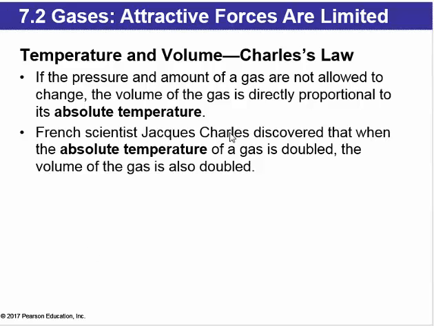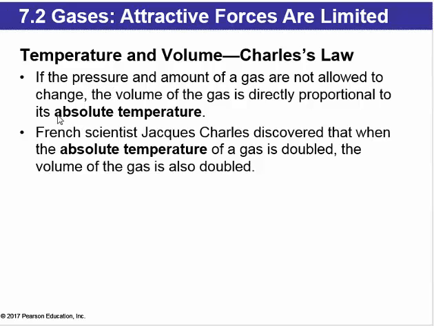Scientist Jacques Charles is credited with discovering the relationship between absolute temperature and volume of a gas when the pressure and amount of a gas are not allowed to change. These conditions are easily met if we have a closed container, so the amount of gas stays the same, and if that container has a variable volume, such as a syringe or a balloon, the pressure of the gas will equalize with atmospheric pressure, and so therefore the pressure remains constant.